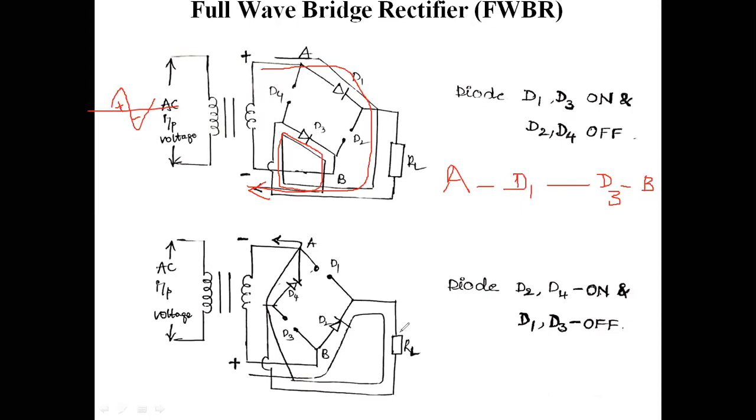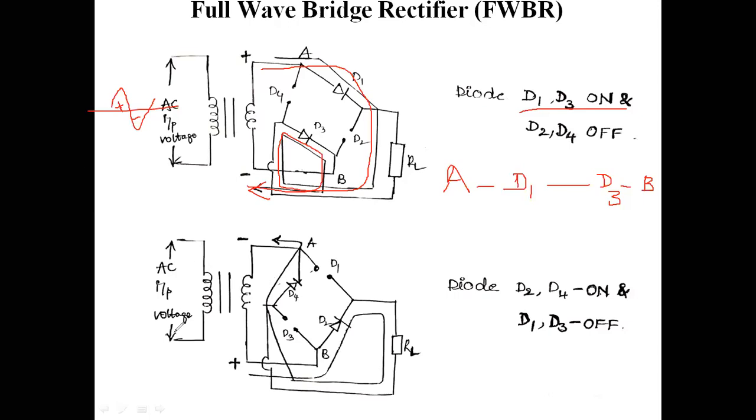Similarly, for the positive half cycle, diodes D1 and D3 are in on condition. These two diodes are in forward bias condition and act as on switches. The opposite two diodes carry only a very small amount of current, which is negligible. Therefore, I am considering those two diodes, D2 and D4, to be in off position, in reverse bias condition.